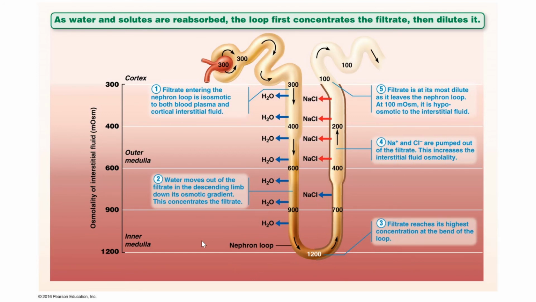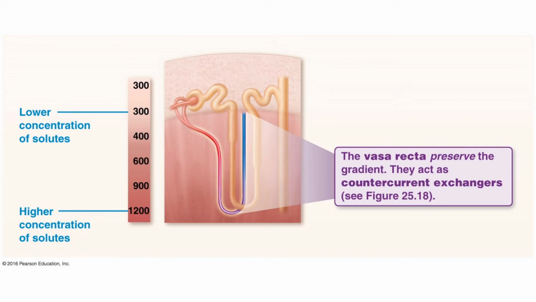All right, so we have created a gradient. We've created a difference in concentration. Now we want to make sure that nothing happens to it. We went to all this effort to create the gradient, so we need to be able to maintain it. That is where the blood vessels, the vasa recta, come in. This is a simplified drawing of them, but imagine that they're covering both limbs of the nephron loop. They function as countercurrent exchangers, so they maintain the gradient by exchanging water and salt.